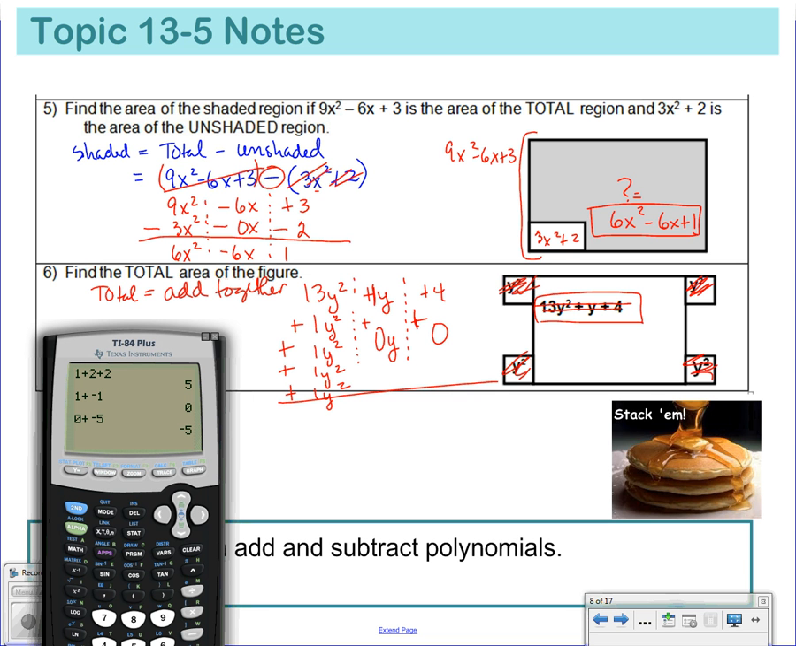So let's add up how many y squareds we have. We have 13, 14, 15, 16, 17. So 17y squared plus 1 plus 0 is 1, so it's 1y. And then plus 4 plus 0 is 4. So the total area is 17y squared plus y plus 4.